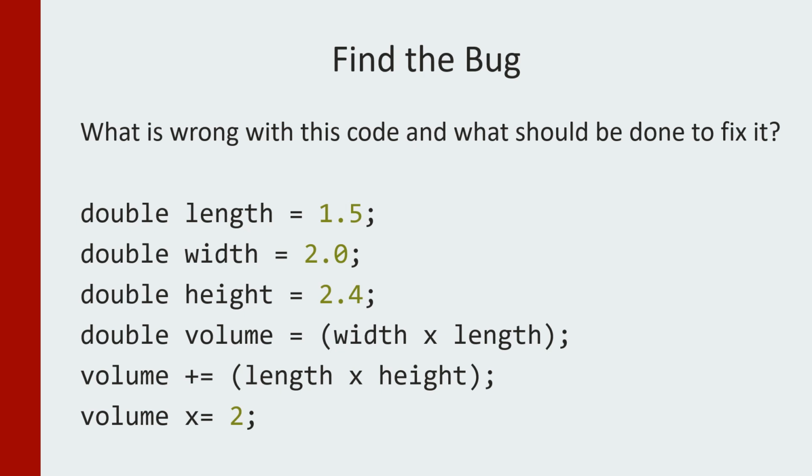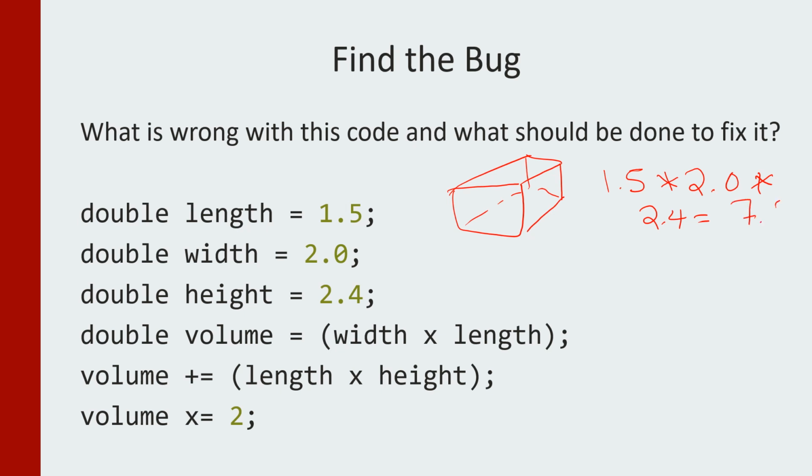All right, so what we're going to do is step back from the code that we've typed and think about what the volume of a rectangular prism should actually look like. Okay, so I know that if I have a length of 1.5, I want to multiply it by 2.0 and then by 2.4. And if I multiply that out, I know that the volume should be 7.2. Okay, now this is not what's happening in this code.